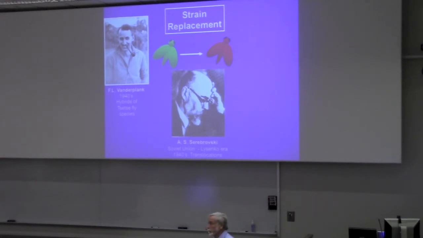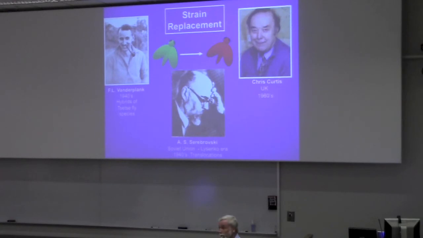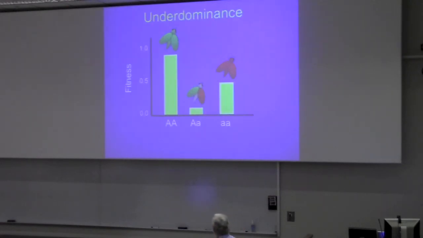Serebrovsky's work was never disseminated widely, and he did this in the 1940s. His work was redone by Chris Curtis in the UK in the 1960s, and once Chris Curtis published his work, the Soviet Union released the work that was done by Serebrovsky. There's lots of interesting history here, but I just want to give you this idea that the concepts behind this are not new. But I do want to tell you what all these three people were working on in terms of these systems. And what they were working on was a phenomenon called underdominance.